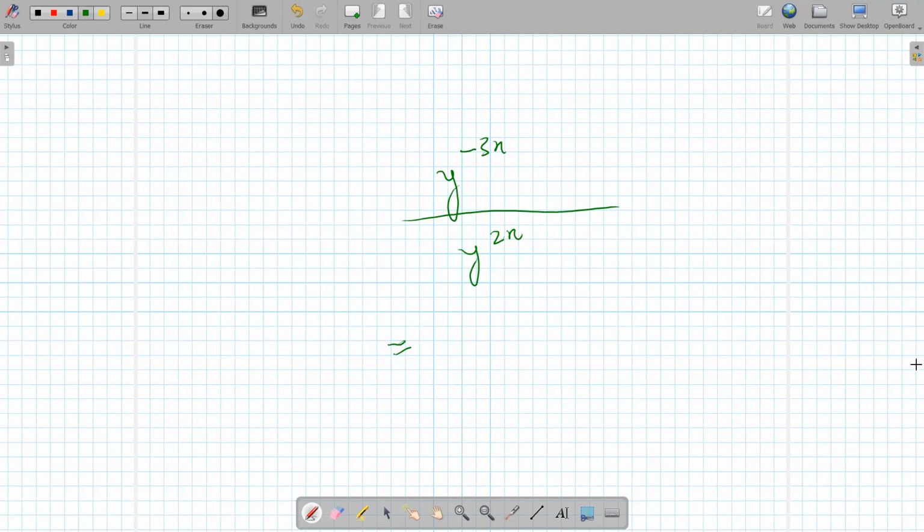I have two y's, I just want one. You're going to want to bring this down here because that'll give you a positive exponent. If you bring that guy down, what do we get here? How many n's? 5? Yeah, 5, right? That's it. What is 2n times 2n?